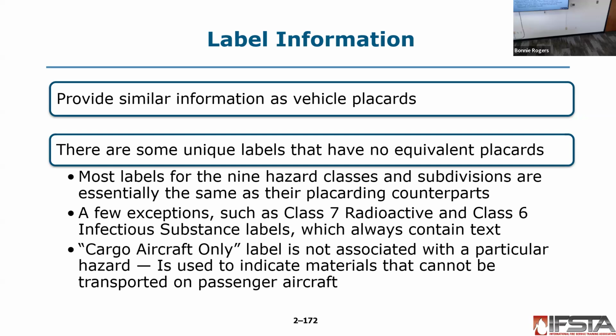There are some unique labels that have no equivalent placards. Most labels for the 9 hazard classes and subdivisions are essentially the same as the placarding counterparts, with a few exceptions, such as class 7 radioactive and class 6 infectious substance labels, which always contain text. The cargo aircraft only label is not associated with a particular hazard; it is used to indicate materials that cannot be transported on passenger aircraft.